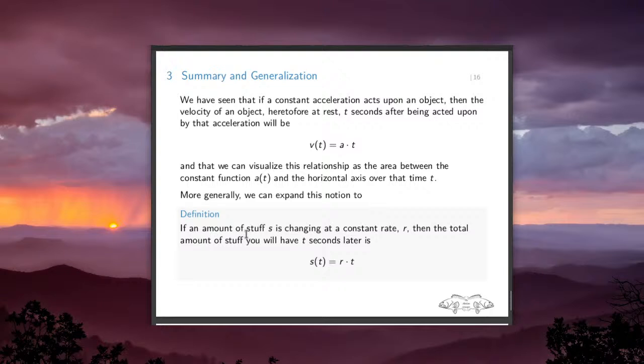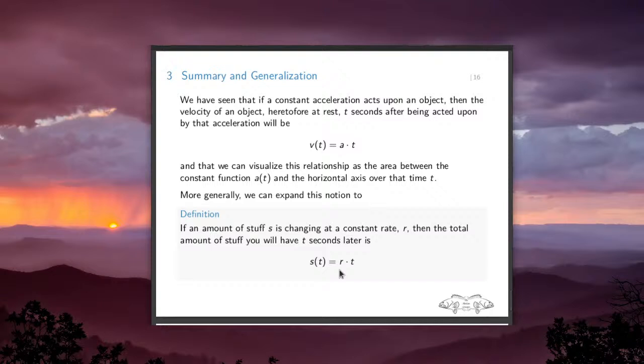The most general way I could think of to describe this was simply: if you're accumulating stuff, let's call that stuff S, and the amount of stuff you have is changing at a constant rate, let's call that R, then the total amount of stuff you have t seconds later is exactly this much stuff. It's how long you've been gaining stuff times the rate at which you have been gaining it.